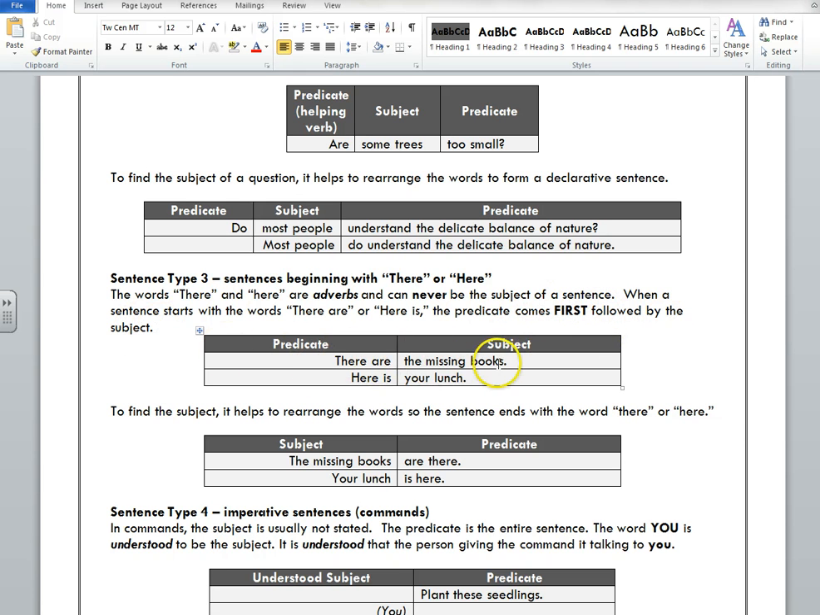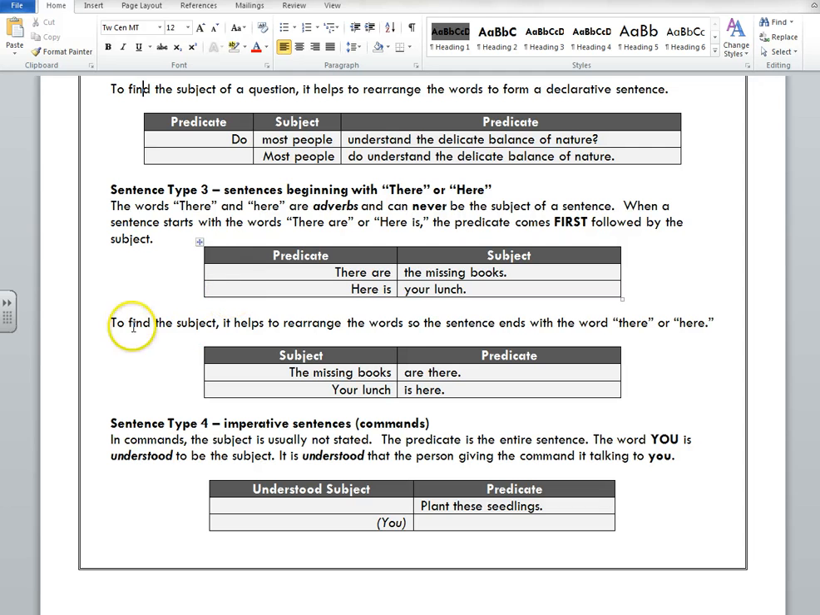There are the missing books. Your subject is books. Are is your verb. So we have the V on this side and the S over here, V, S. Okay? And we divide between our V and our S. With the missing describing books, it stays on the subject side. Here is your lunch. Lunch is what the subject is about. It's not about here. It's about your lunch. So that's your subject. Is is your verb. And then here stays on the predicate side and yours on the subject side. So we divide our sentence right here. And we have predicate, then subject, V, then S.